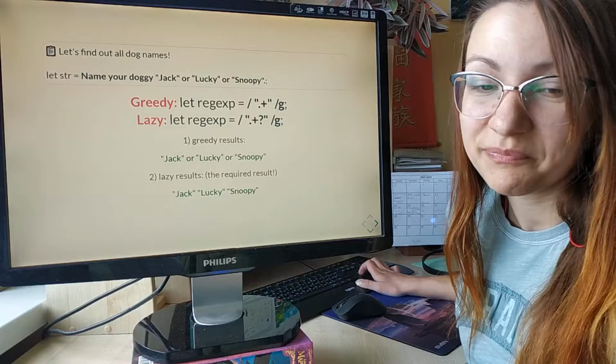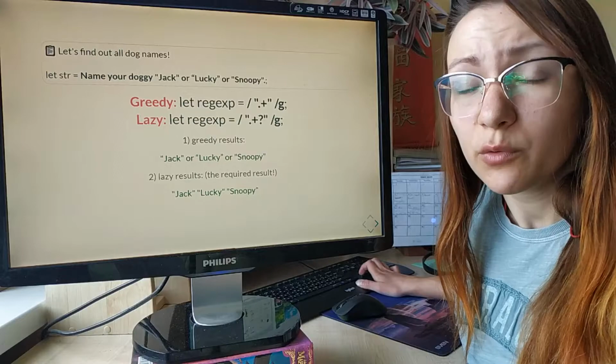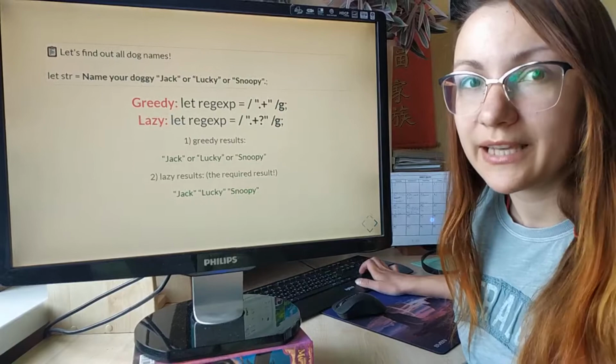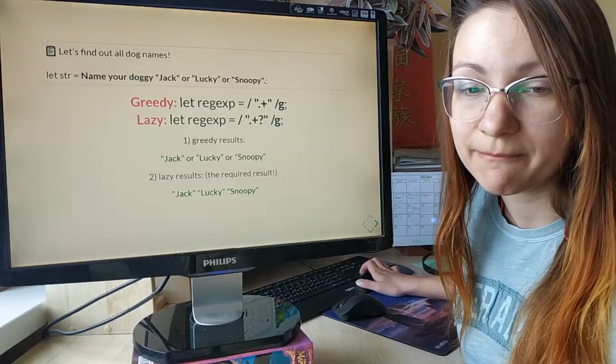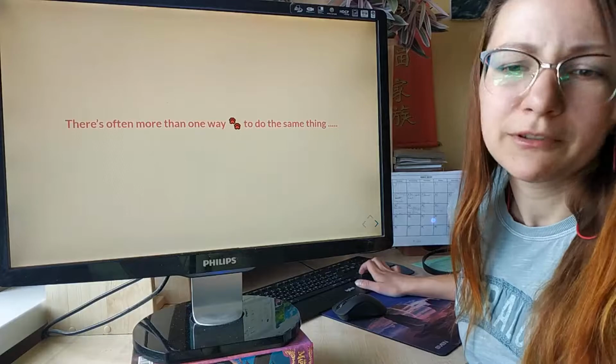To make things clear, usually a question mark is a quantifier by itself. It denotes one or zero occurrences. But if it is added after another quantifier, or even after itself, it switches the matching from the greedy mode to lazy.